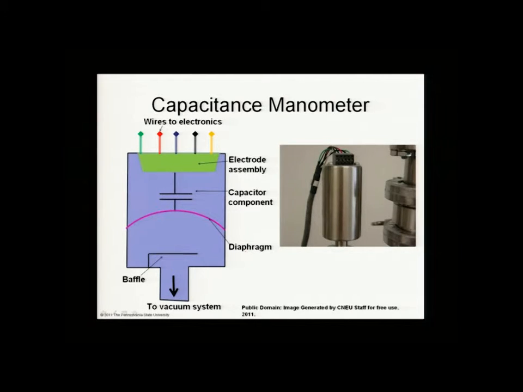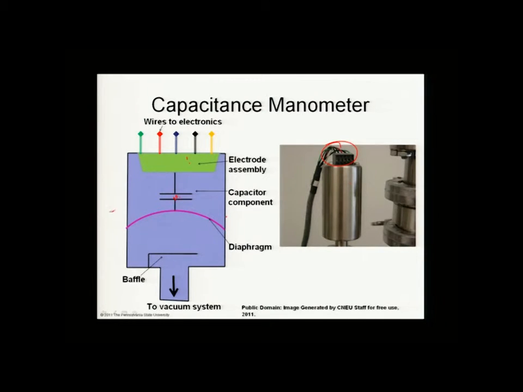So here's a schematic on the left of a capacitance manometer, and on the right an actual instrument. And you can see the wires to the electronics up here. Inside here, there is a diaphragm, and there's a capacitor. And as this diaphragm deflects, it changes the capacitance, which then is picked up electronically. And the diaphragm deflects because of the different pressures that are here.